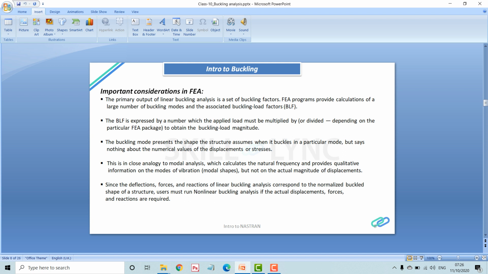So whatever you get on the output as support reactions or something, that will be corresponding to the structure that underwent the buckling, not the initial structure which is before buckling. So one must run the nonlinear analysis in order to understand how the support reactions change with time.